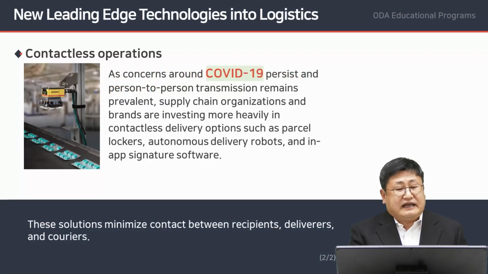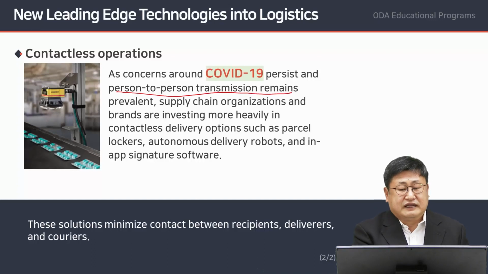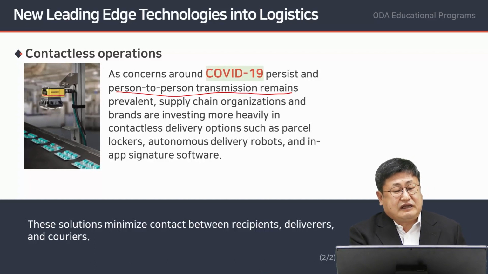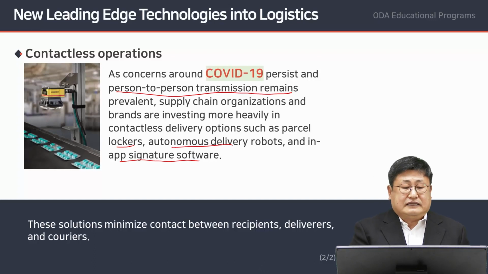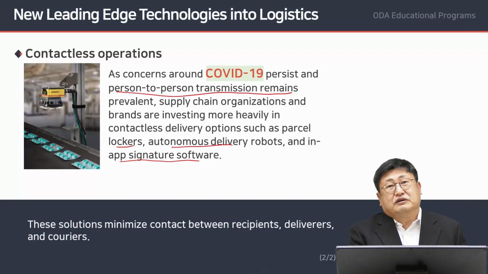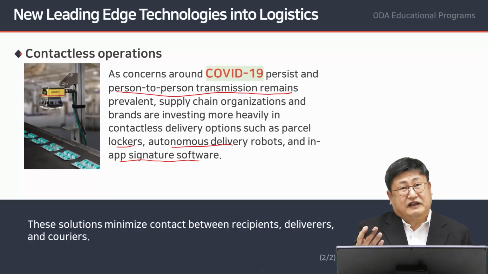And so as concern over COVID-19 persists and person-to-person transmission remains, right? That's why the social distancing campaign. It could be prevalent that supply chain organizations and brands are investing more heavily in contactless delivery options, such as parcel lockers, autonomous delivery robots, and in-application signature software, such as contactless operation. And with parcel lockers, there is no need to hand the parcel to a human being.